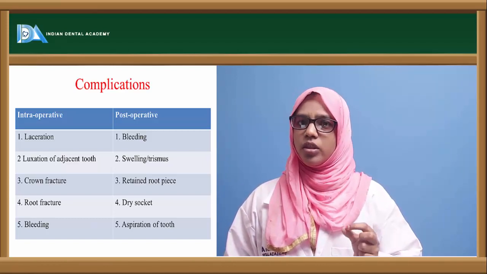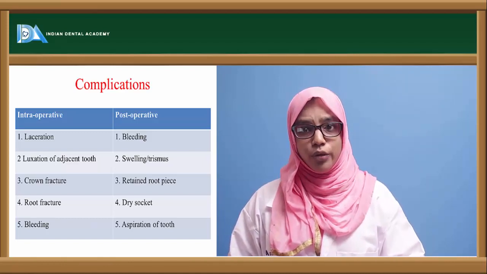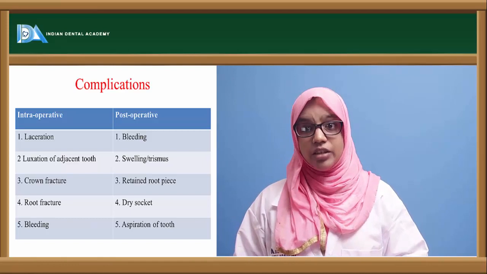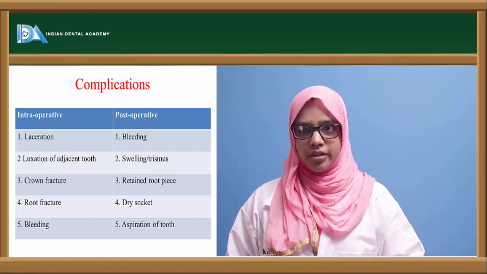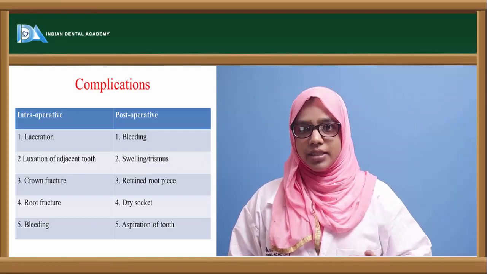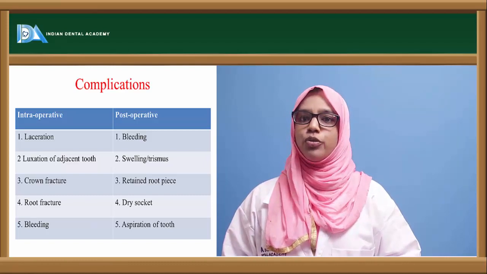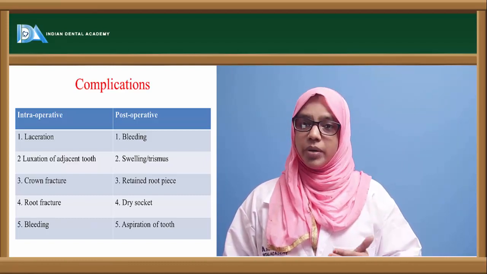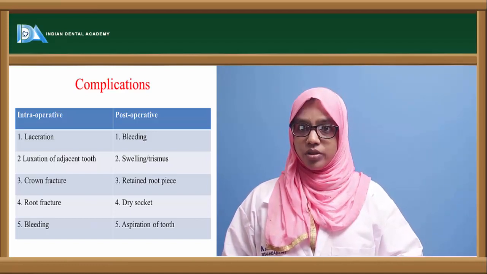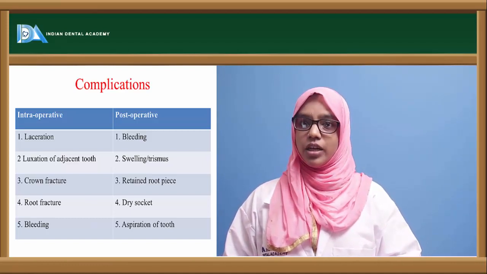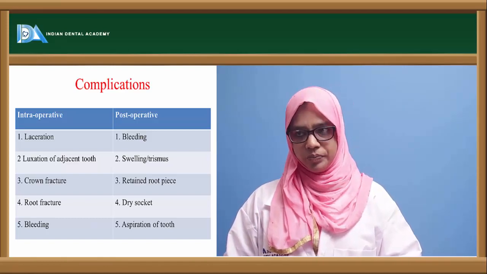The next post-operative complication could be retained root piece. Sometimes in the apical 1/3, the root piece might remain inside. If this root piece is very close to anatomical structures like the inferior alveolar canal or maxillary sinus, it is better to let it be there, because as time passes by, these root tips will come more towards the cervical area and later on you could do the surgery and remove it. But if these root tips are away from important structures like the inferior alveolar canal or maxillary sinus, at that time you could explore the cavity again and remove it.